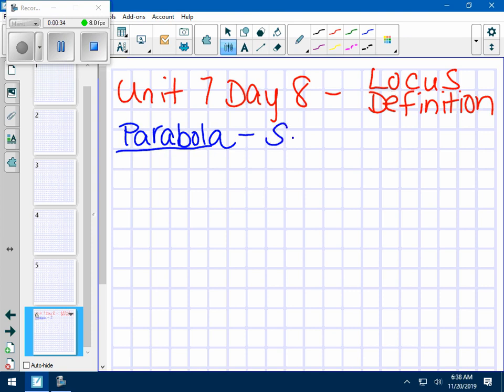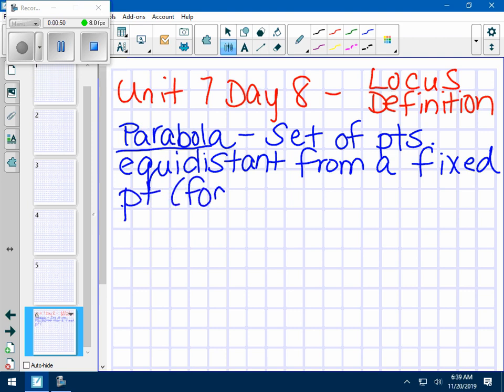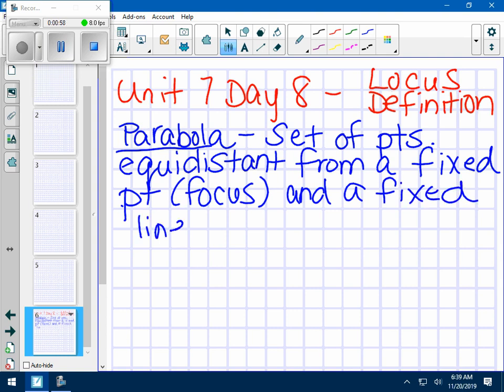A parabola is defined as being the set of points that are equidistant from a fixed point, which we will call the focus, and a fixed line, which we give the special name the directrix. So a parabola is the set of all points that are equidistant from a fixed point and a fixed line.